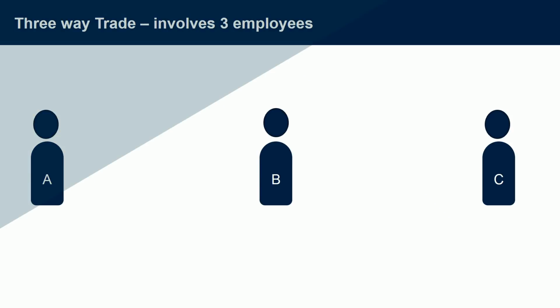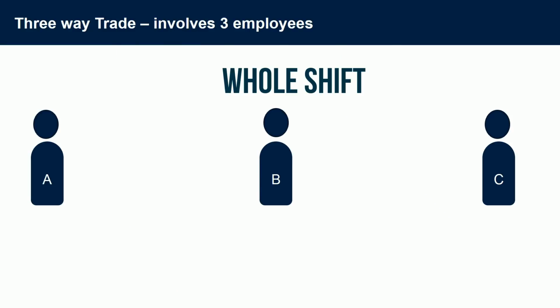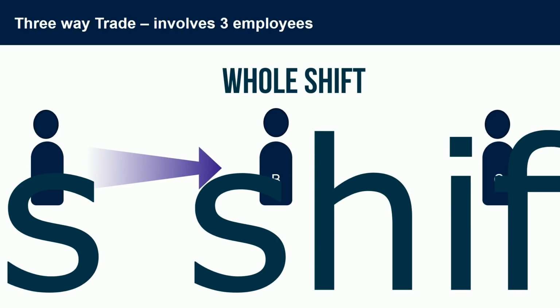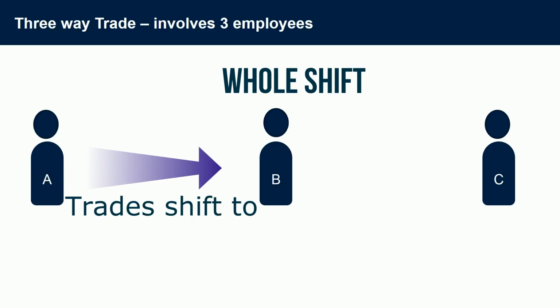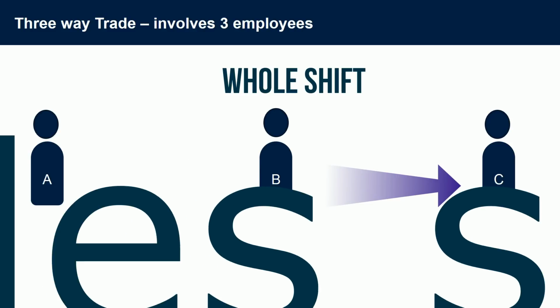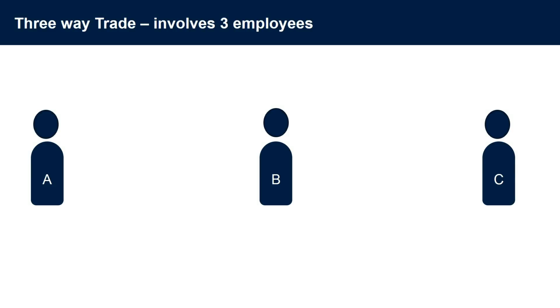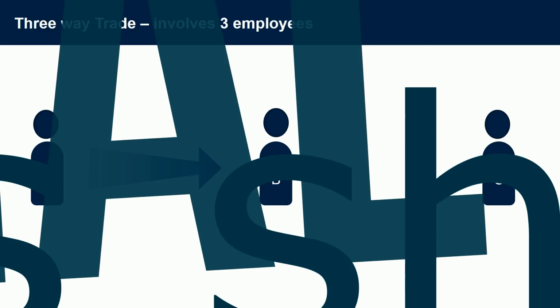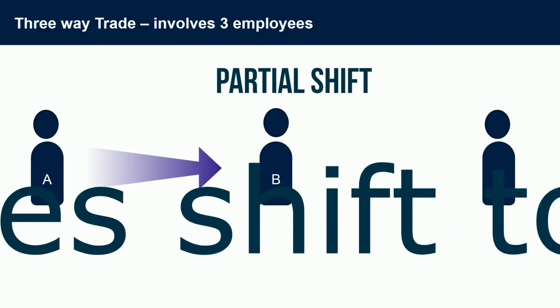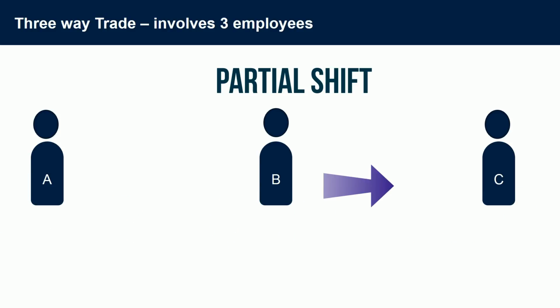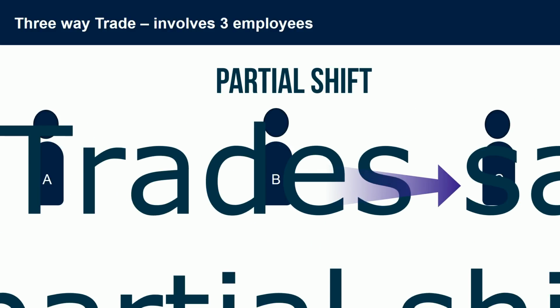So what exactly is a three-way trade? It basically involves three employees. So let's take a look at some examples. Example number 1, employee A trades their whole shift to B, and then employee B trades the whole shift to employee C. Example number 2, employee A trades the partial shift to B, and then employee B trades the same partial shift to employee C.